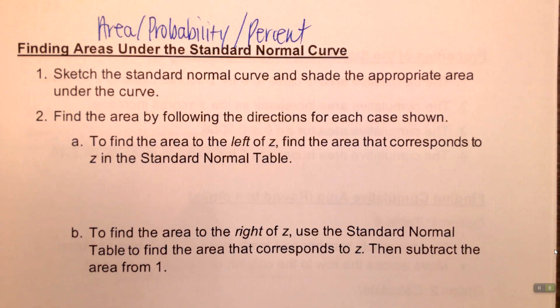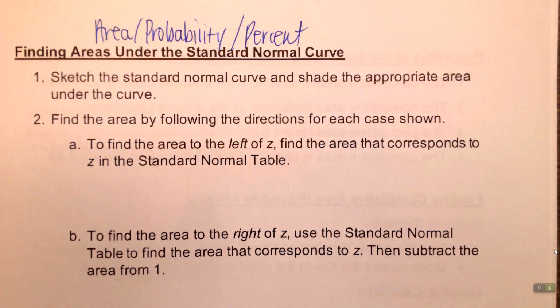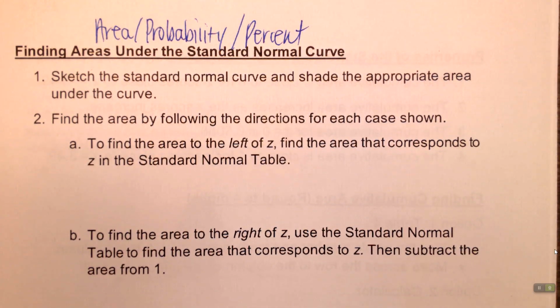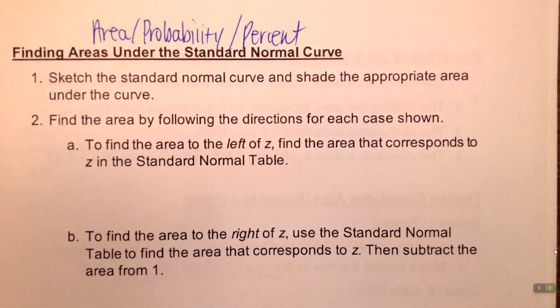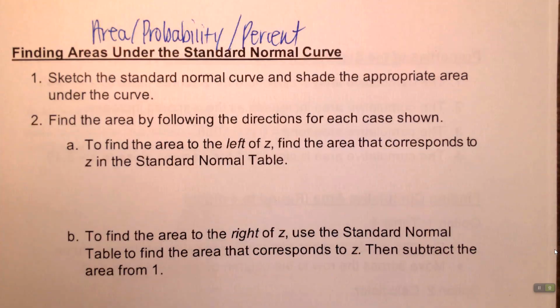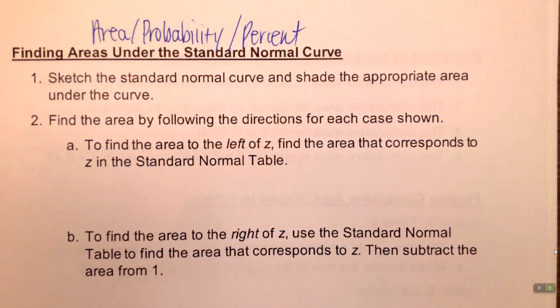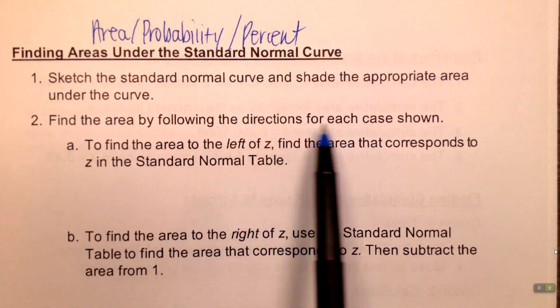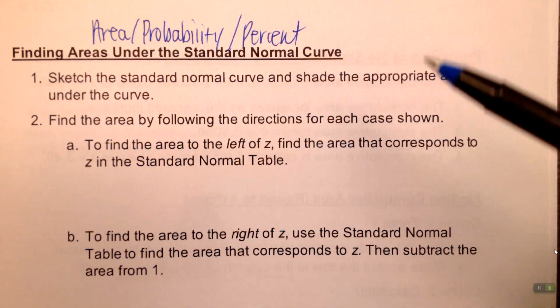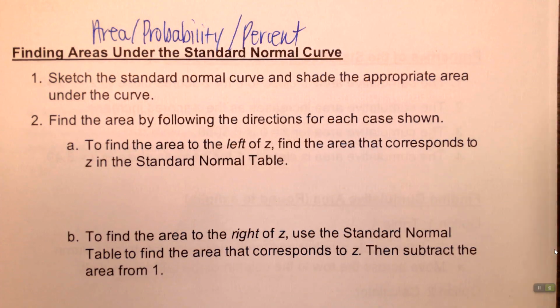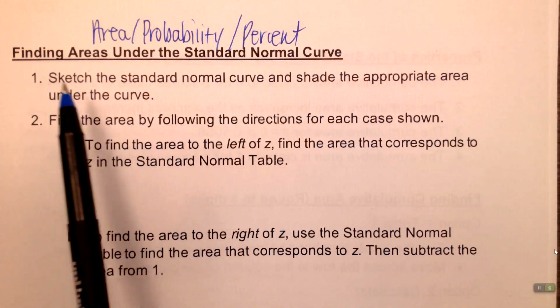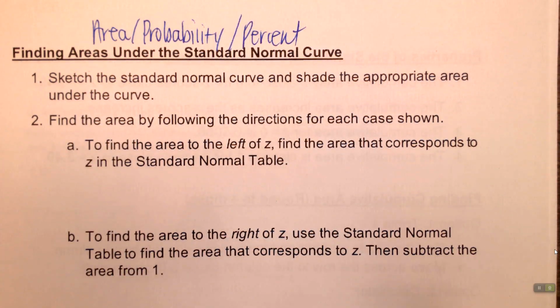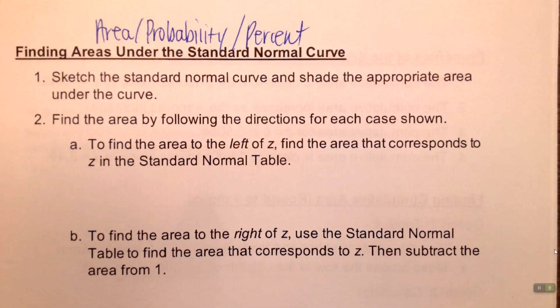So sketch the standard normal curve and shade the appropriate area under the curve. First we're going to see what is shaded based on our problem. Then we're going to find the area by following directions in each case. We could go from the lower end to the upper end, or from the middle of our graph to the upper end, or the middle of our graph. So let's look at what that looks like.